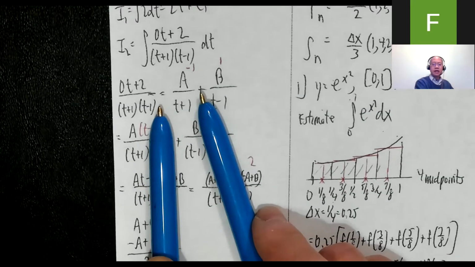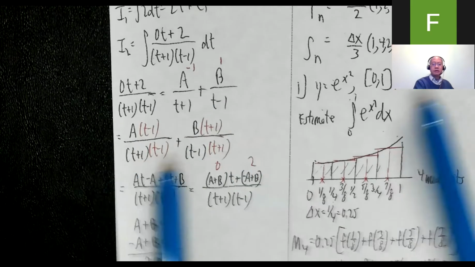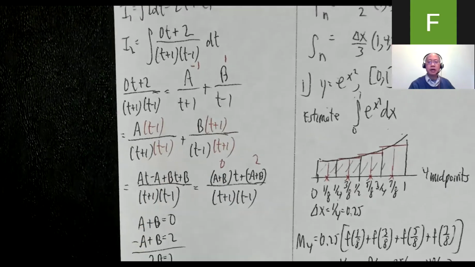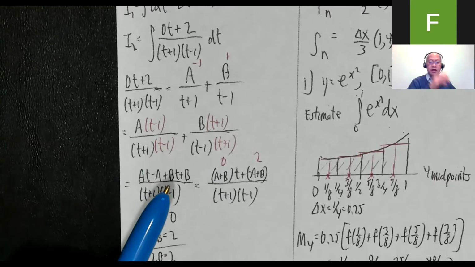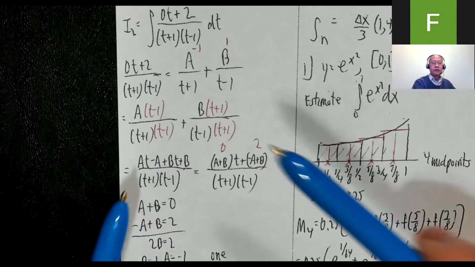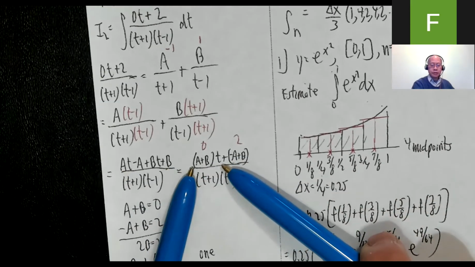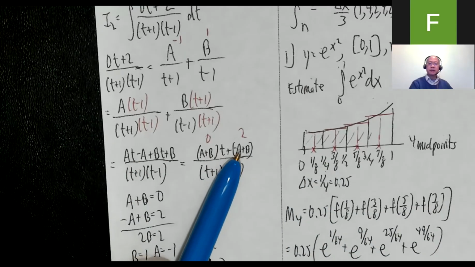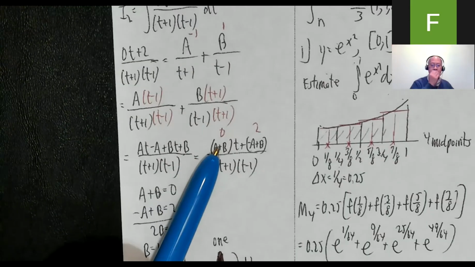Okay, so what does this left side need? t minus 1 over t minus 1. And what does this right-hand side need? t plus 1 over t plus 1. That way I have a common denominator. And now on top, I have at minus a plus bt plus b. Gather like terms, gather the t's together. Here are the t's, a plus b t, plus parentheses negative a plus b. That's the constant term. It doesn't have any t. And it has to equal 0t plus 2, which means a plus b is 0.